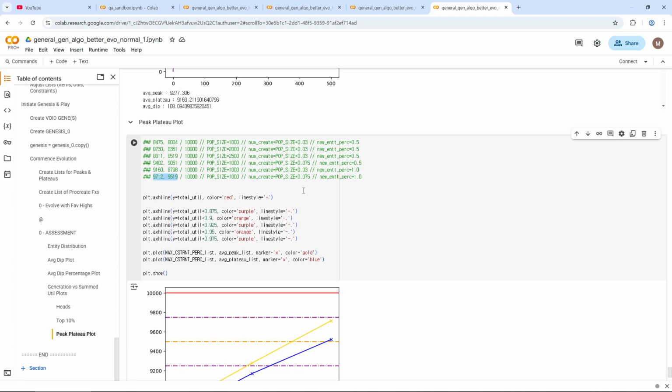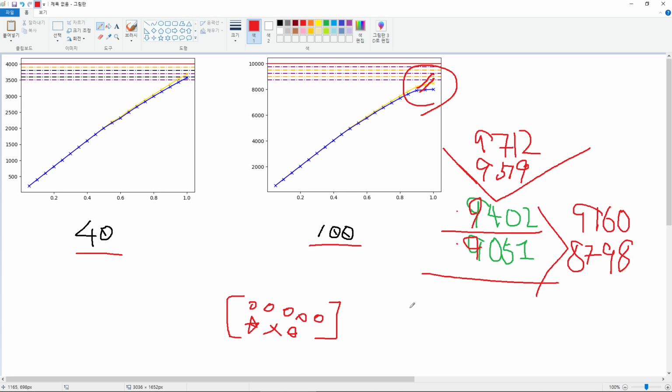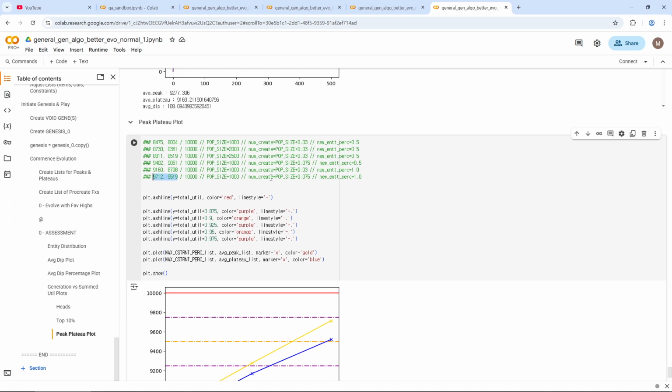Which tells me again and again that rather than just enlarging the population size, if I want to save time and resources, I would do better by increasing num create, the percentage that I multiply by the population size to get num create, or by changing the new entities percentage.